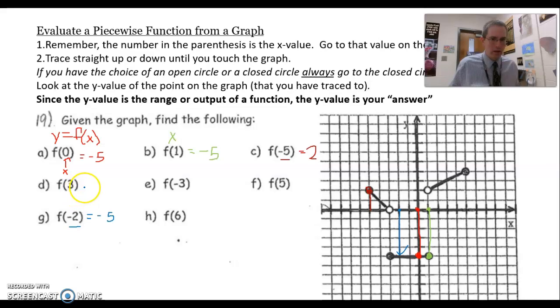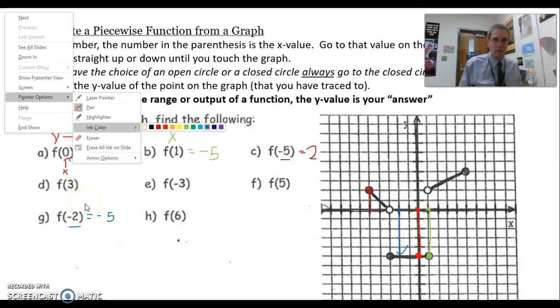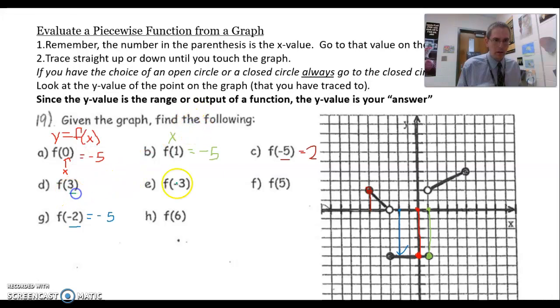Another one we might try is this one here, with the f is 3. When I have f is 3, I go for an x value of 3. This time I go up. Now, I've had some students say, Mr. Hess, that's not a point on the graph. Well, anything that's not an open circle counts as part of your graph. You'll go up, and you'll get this one as a value of 3.